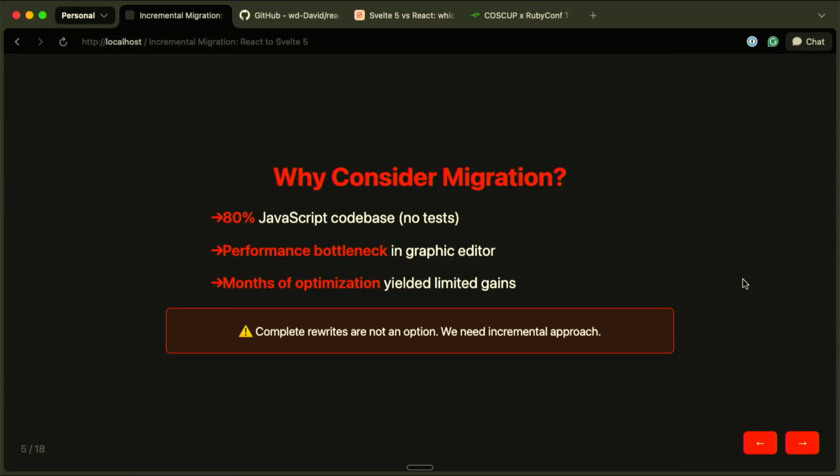So we have a lot of performance problems, and as engineers, we did a lot of optimization for months, and it still yielded limited gains. If any of you listened to this morning's talk from Henry, you probably learned why React has this re-rendering problem or performance issue: you need to do the reconciliation every single tick. We'll talk about that later. But the truth is, complete rewrites are not an option. We need some incremental approach.